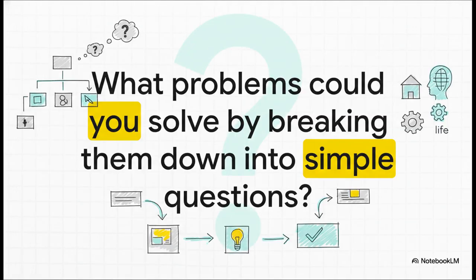And that leaves us with one final thought. The power of the decision tree isn't just for AI. It's really a blueprint for clear thinking. So think about it. What complex choices or problems in your own world could you solve if you just broke them down one simple, greedy question at a time?